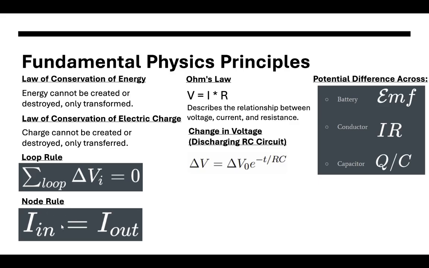And the node rule is that for any node in the circuit, the current going in is always going to equal the current going out. Ohm's law is V equals I times R. It describes the relationship between voltage, current, and resistance. And the change in voltage for discharging an RC circuit is this formula, which will be important for our second circuit. And then the potential difference across a battery is the electromotive force, across a conductor would be I times R, and across a capacitor would be charge divided by capacitance.